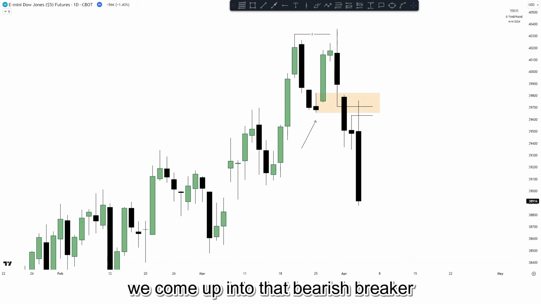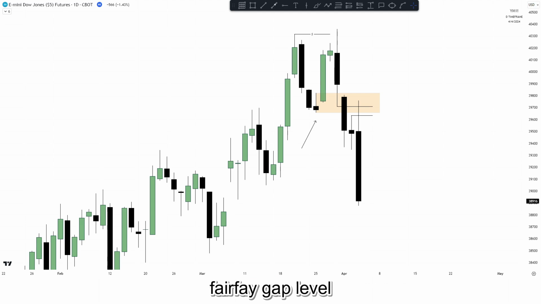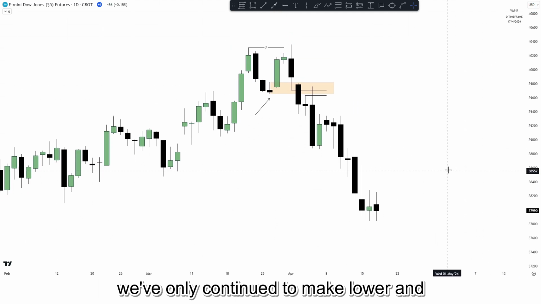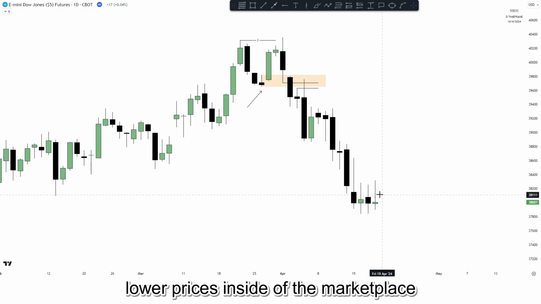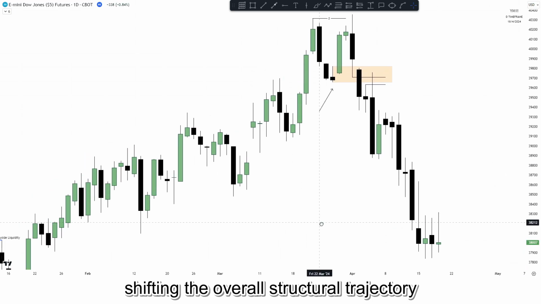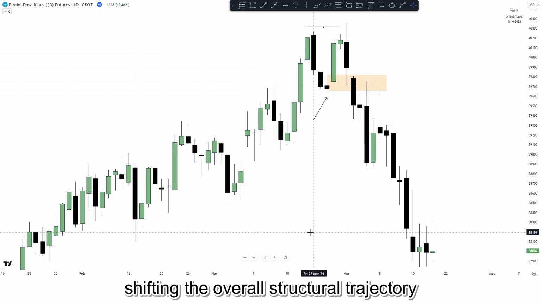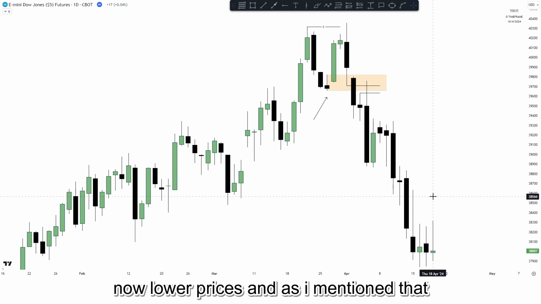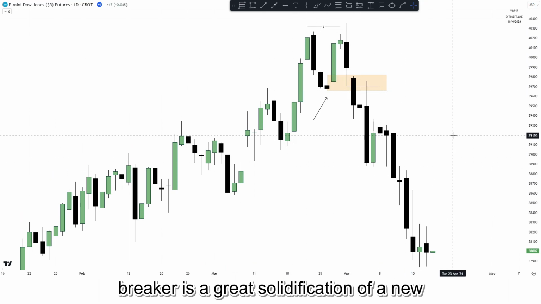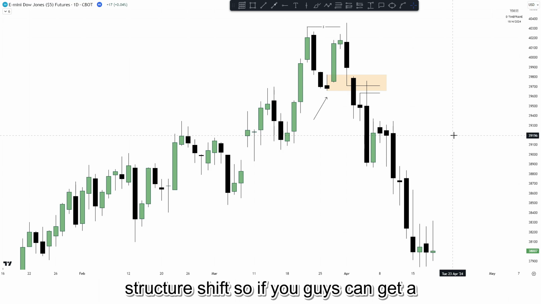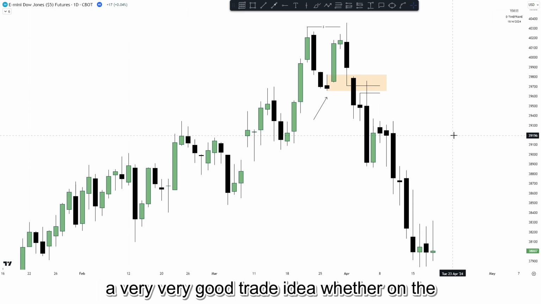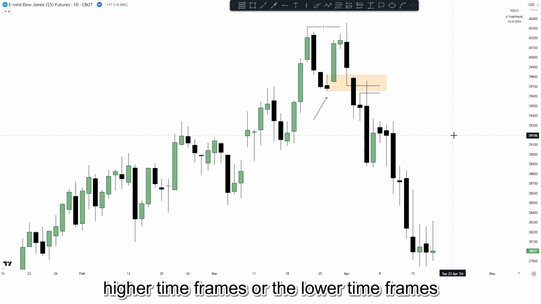We come up into that bearish breaker fair value gap level, and then since then we've only continued to make lower and lower prices inside of the marketplace, shifting the overall structural trajectory of the marketplace from higher prices to now lower prices. And as I mentioned, that breaker is a great solidification of a new structure shift. So if you guys can get a fair value gap inside of that breaker, it's a very, very good trade idea, whether on the higher time frames or the lower time frames.